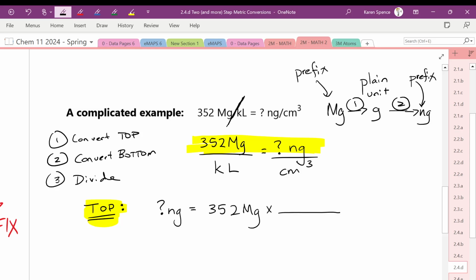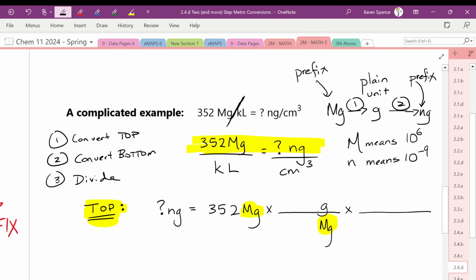So we have step 1, step 2. What does mega mean? Mega means 10 to the 6. Nano means 10 to the negative 9. Nano, tiny. Okay. I've got megagrams on the top, so I need to put megagrams on the bottom. And that means now I'm converting to grams, so grams have to go on the top.